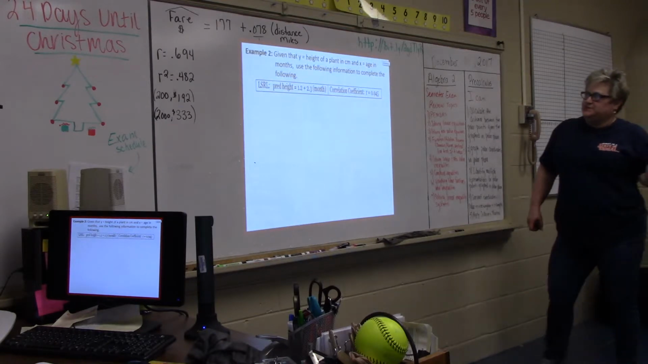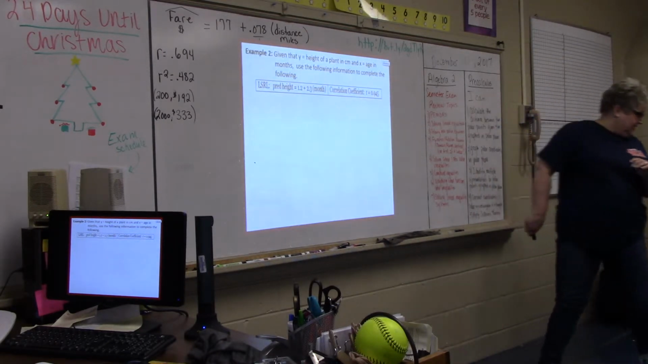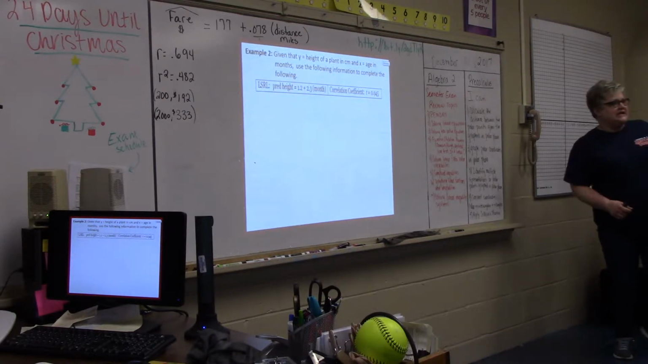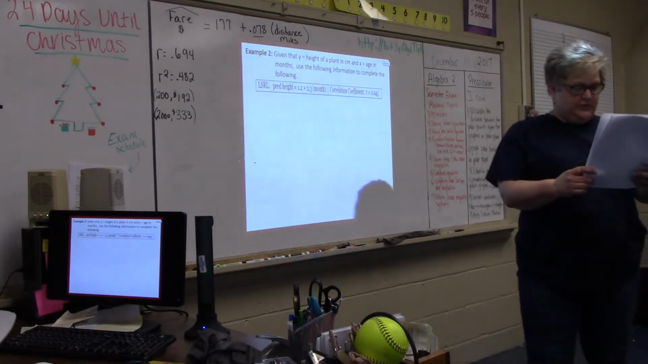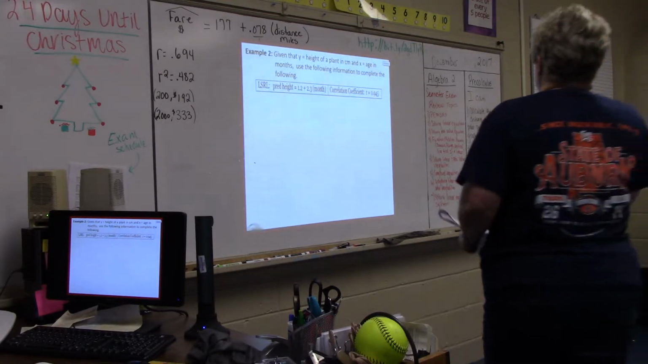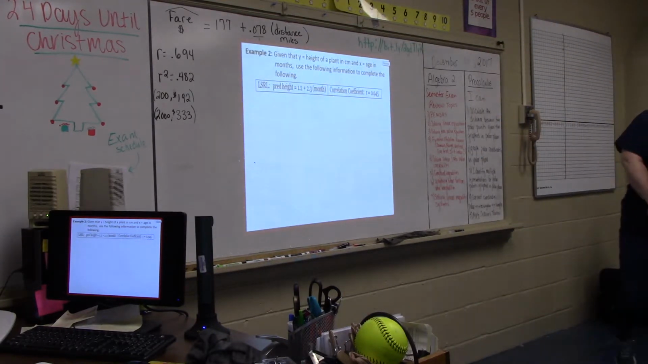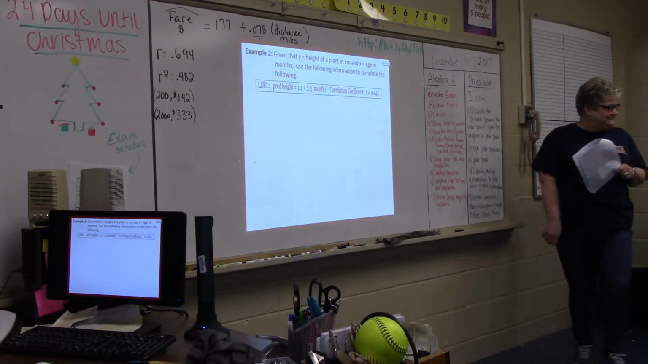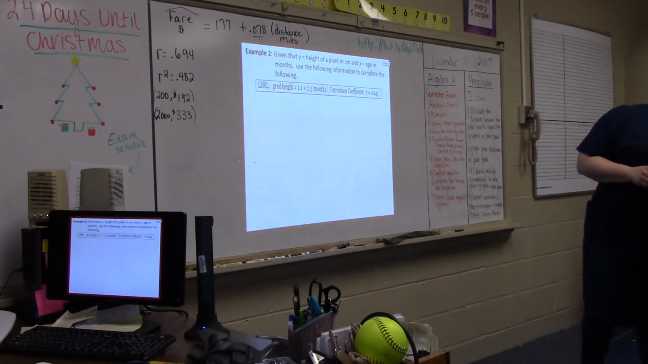All right, Lucas, you're going to tell me about the slope and what it means. Madeline, you tell me about the y-intercept. You can tell me about the correlation coefficient. And Abby, you tell me about the coefficient of determination. That doesn't mean you don't have to do it, because I might call on somebody else. Which one am I doing again?